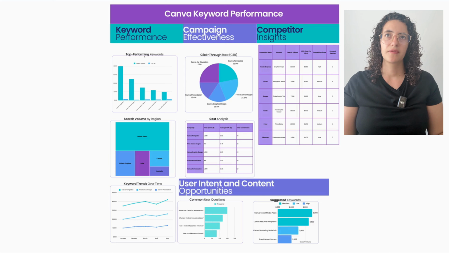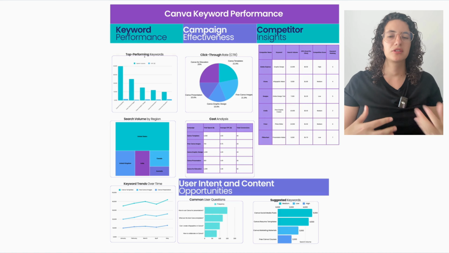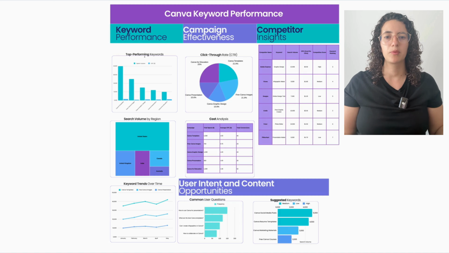Also, you have a search volume by region. So it shows you on which places they are searching for your company more, and which places they are not. And you could even add the keywords. So for example, Australia could be searching Canva using different words than the United States.